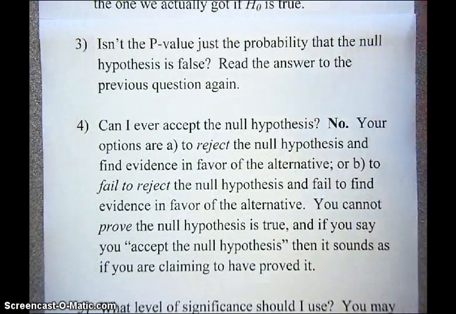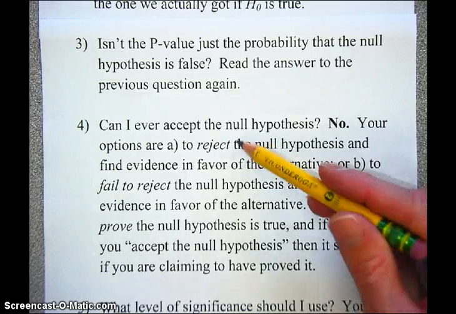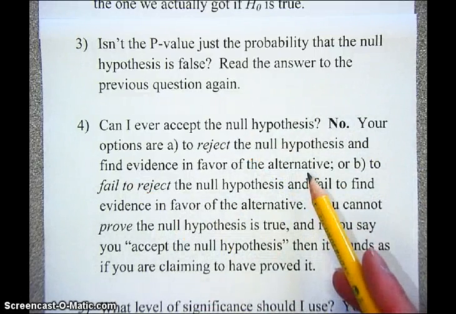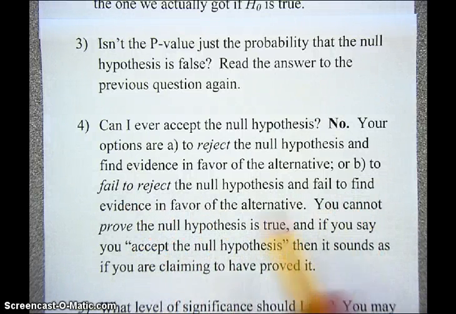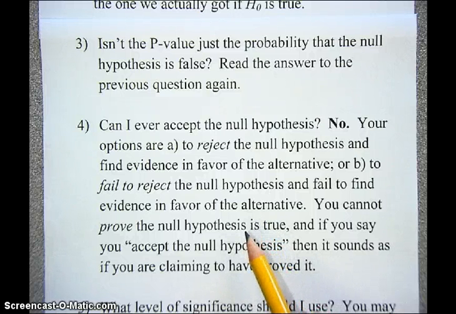Can you ever accept the null hypothesis? Well, no. Your options are two. You can reject the null hypothesis and find evidence in favor of the alternative, or you can fail to reject the null hypothesis and fail to find evidence in favor of the alternative. You can never prove the null hypothesis is true. If you say, I accept the null hypothesis, then it sounds as if you're claiming to have proved it. You have not. You cannot prove the null hypothesis.